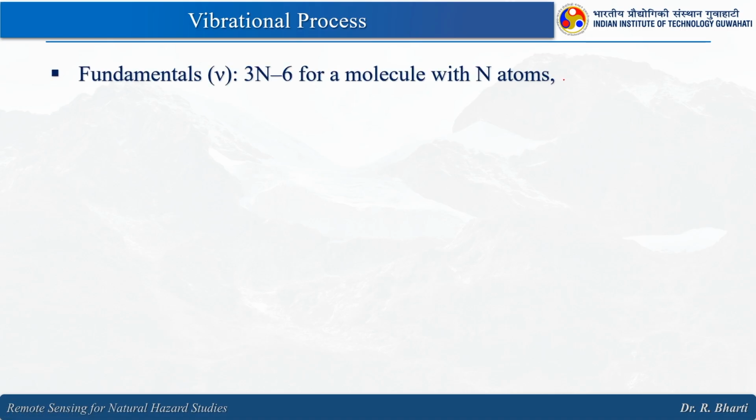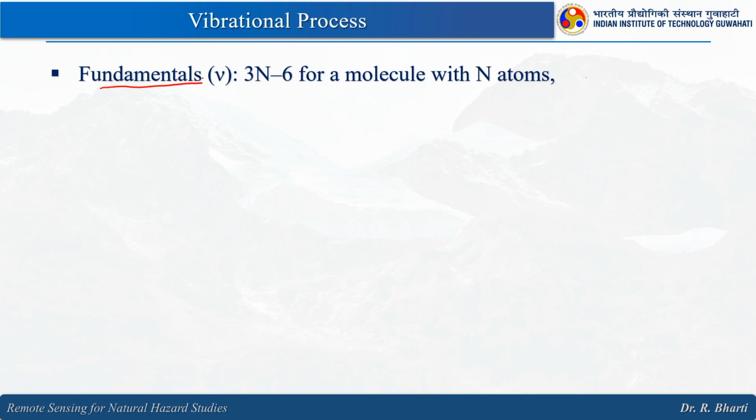When we talk about the vibrational process, we talk about the fundamentals. The fundamentals can be identified using this concept: 3n minus 6 for a molecule with n atoms. When we talk about the vibrational processes, the fundamentals are very important. They can be measured or calculated using 3n minus 6 for a molecule with n atoms. So, n can be identified, and then you can use it in this formula and you will get the fundamentals.